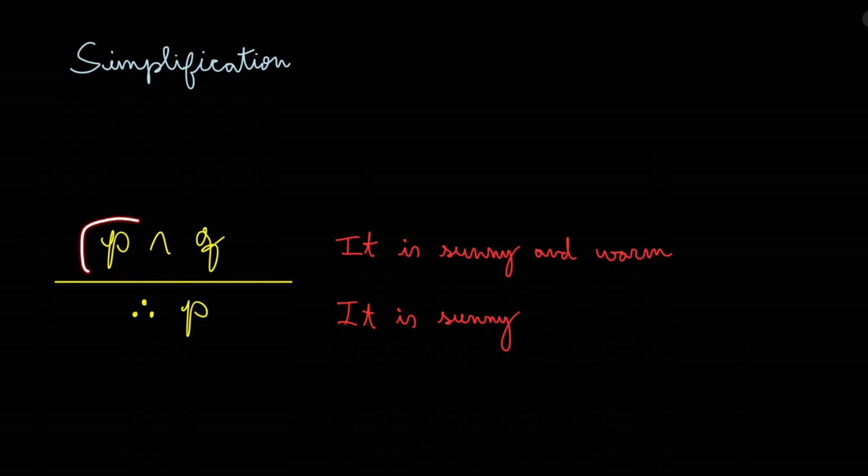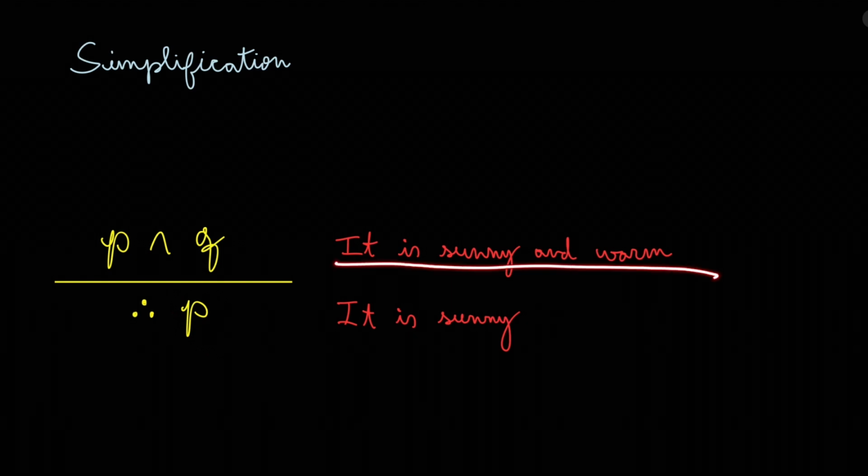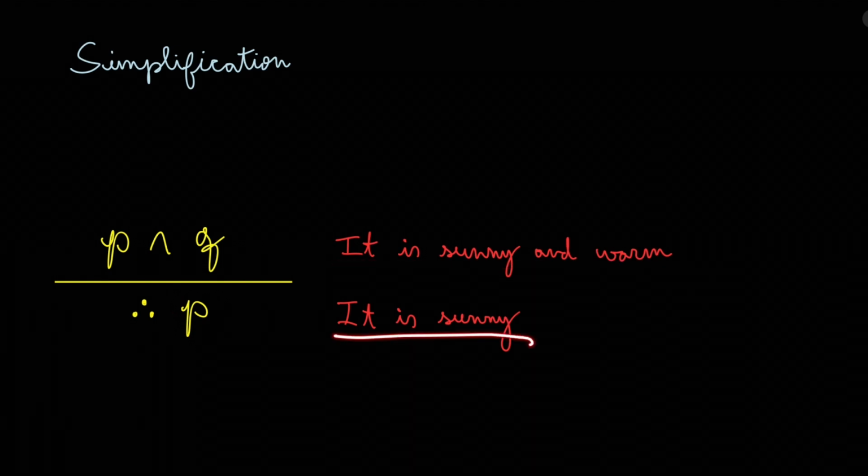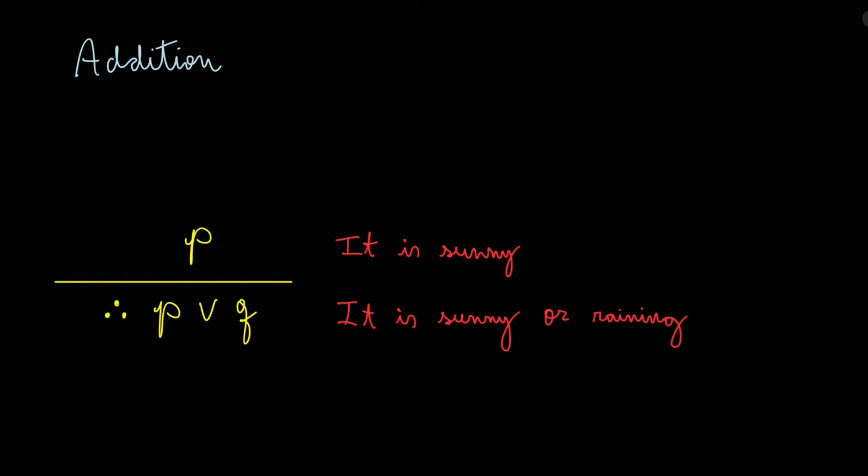Simplification. P and Q, therefore P. For example, if it is sunny and warm, then we can conclude that it is sunny. Addition. P is true, therefore P or Q is also true. For example, it is sunny, therefore it is sunny or raining.